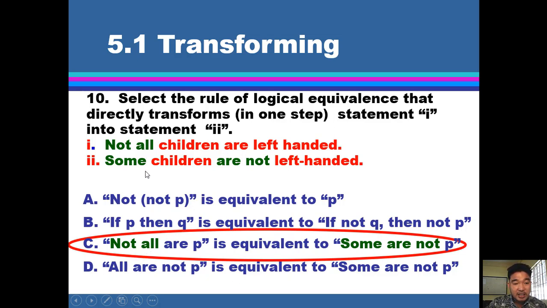Kasi, as you can see, not all children are left-handed. Yun yung ginawa nating P, no? And then, some children are not left-handed. So kanina, sabi natin, ito yung magkabaliktad, ano? Not all at saka some are not. Okay, so it can be observed in letter C.